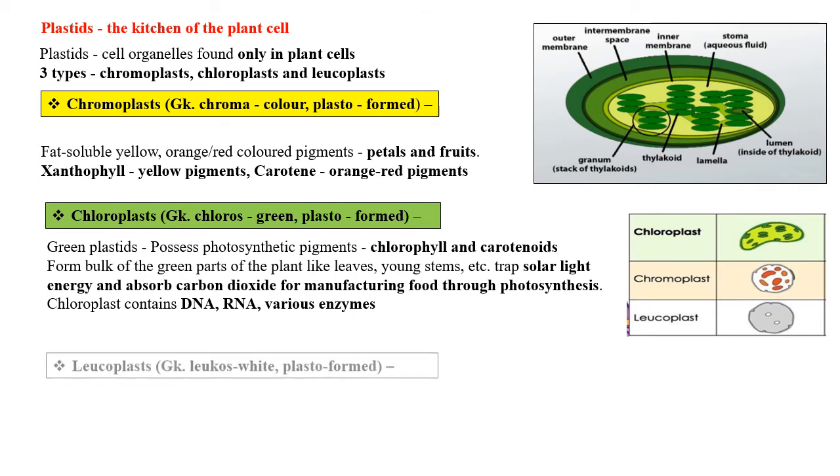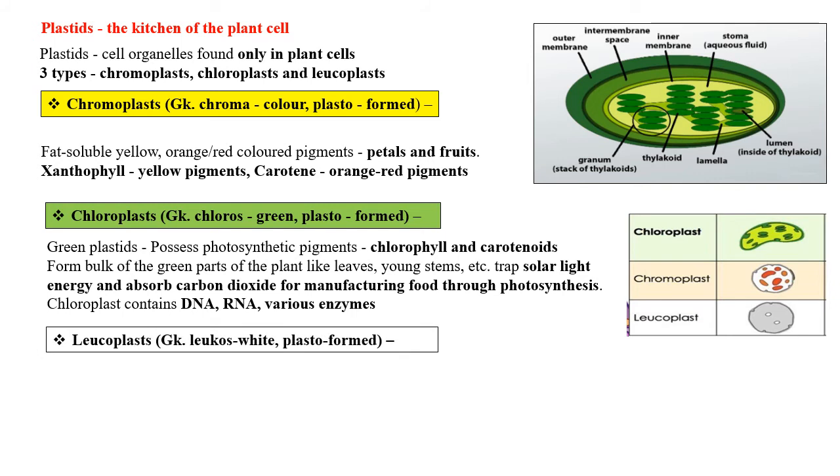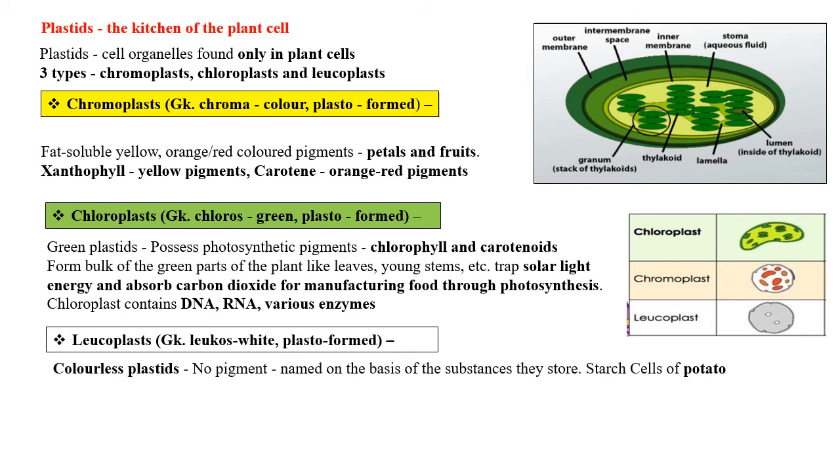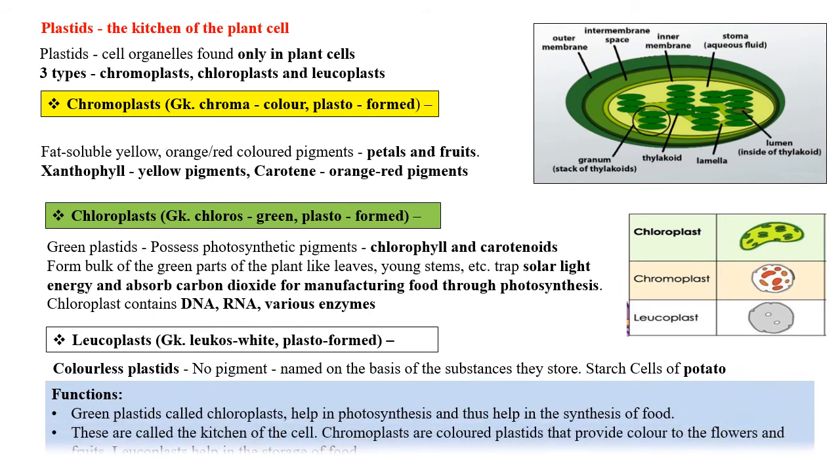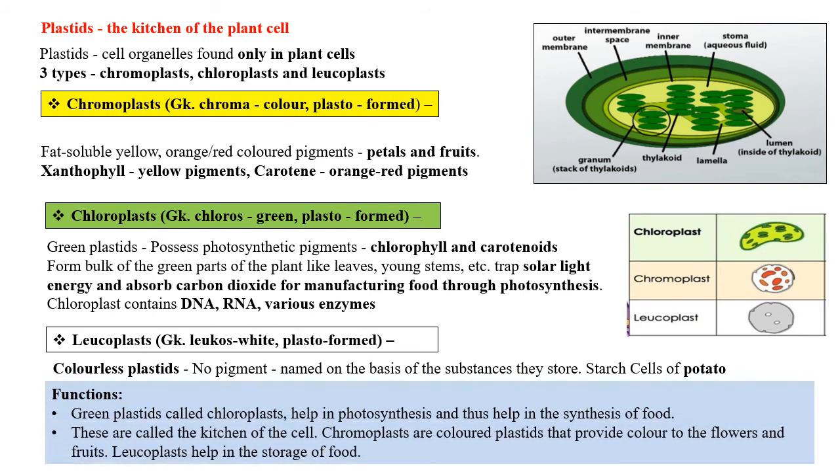Leucoplast. Leucos, white. Plasto means formed. These are colorless plastids. They have no pigments and are named on the basis of the substance they store. They store starch. Cells of potato have a large amount of leucoplast. Functions. The green plastids called chloroplasts help in photosynthesis and thus help in synthesis of food. These are called the kitchen of the cell. Chromoplasts are colored plastids that provide color to the flowers and fruits. Leucoplasts help in storage of food.